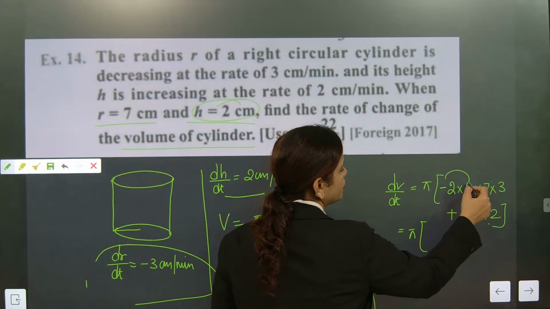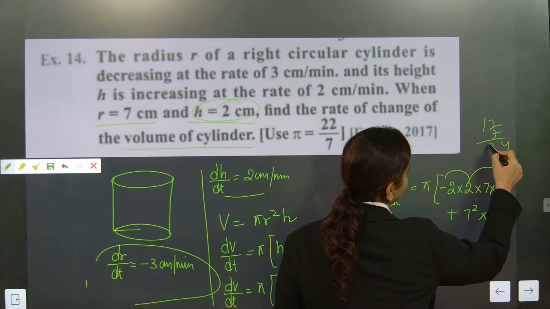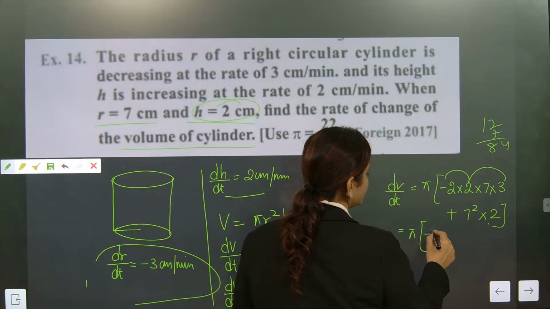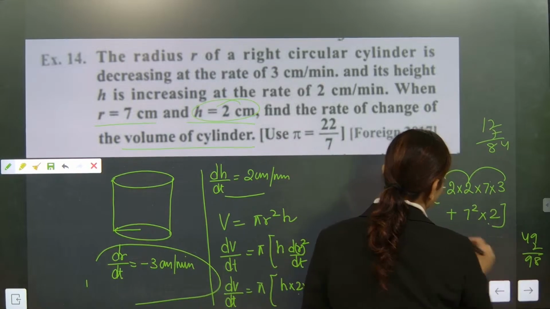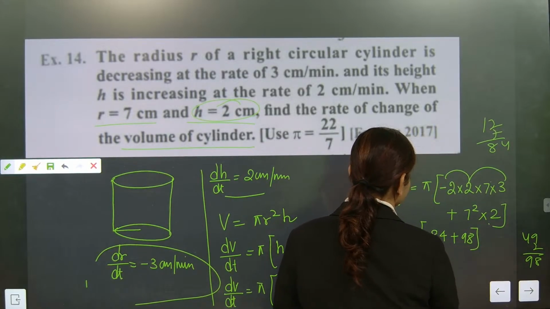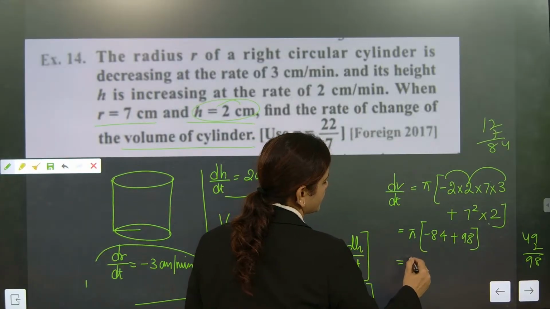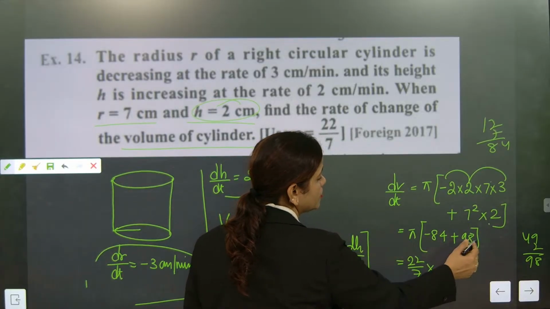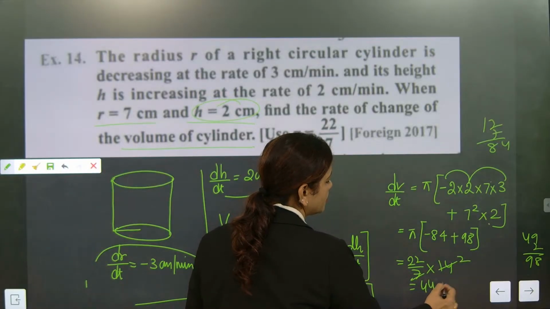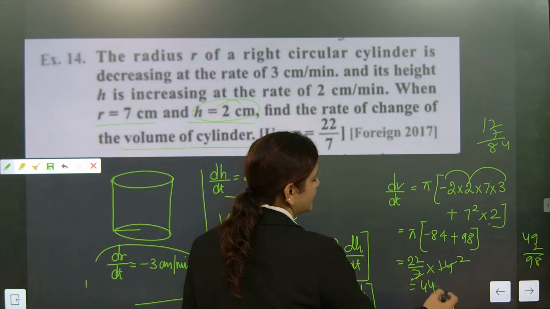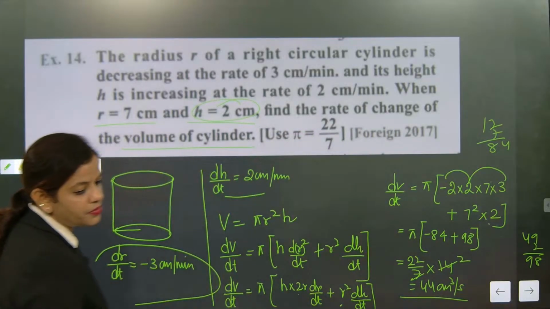Now check. 2 fours are 8, 4 3s are 12, 12 into 7, 7 twos are 14, 7 eights are 56, so 84. So minus 84 plus 49 into 2, which is 98. Understood? So here pi is 22 by 7. 22 by 7 into 98 minus 84, which is 14, comes so 2. So the correct answer will come 44. dv by dt, rate of change of volume, in centimeter cube per second. So 44 centimeter cube per second.